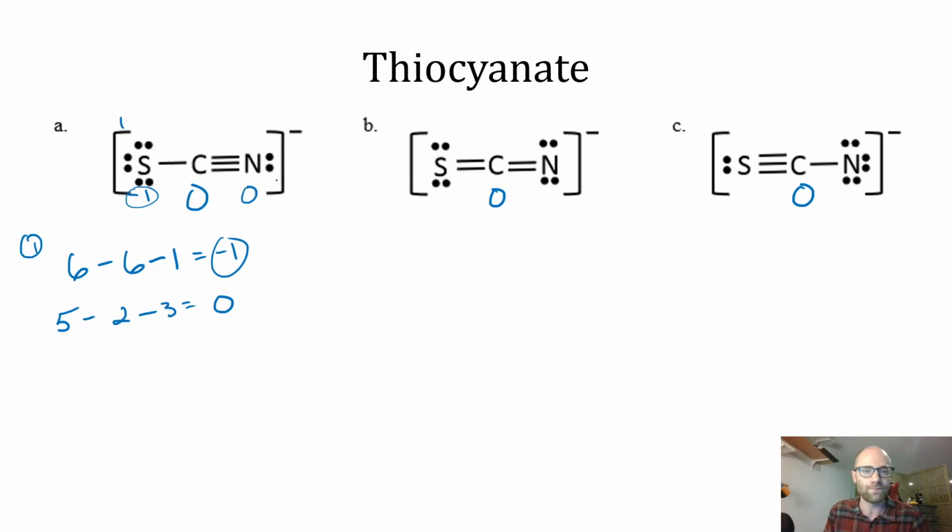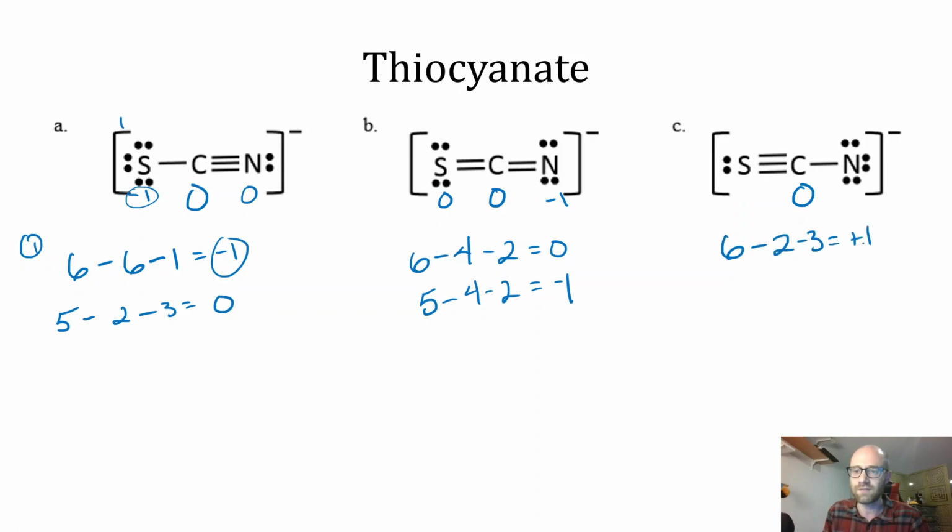For this sulfur, we have 6 electrons, minus 4 lone electrons, minus 2 equals 0. And for the nitrogen, we have 5 minus 4 minus 2, and that's -1. And then finally, for this one, the sulfur ends up being 6 minus 2 minus 3 is a +1, and the nitrogen ends up being 5 minus 6 minus 1, which is actually -2.